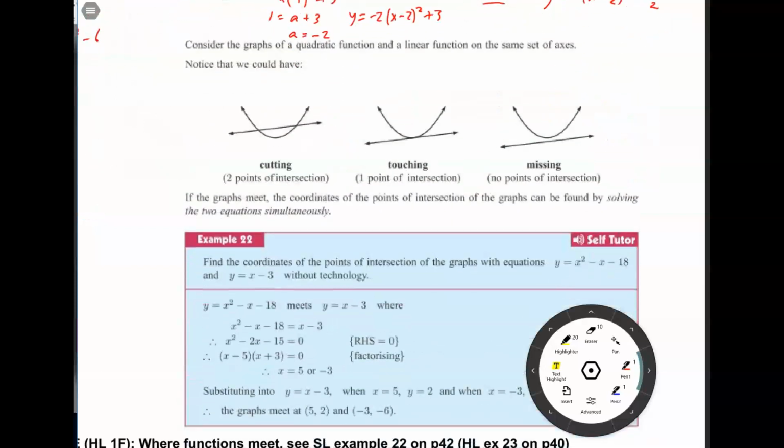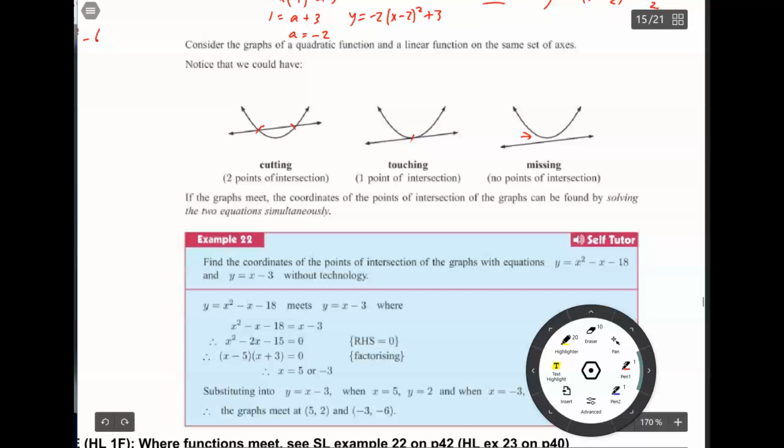Consider the graphs of a quadratic function and a linear function on the same set of axes. Notice that we could have 3 types of intersections or no intersections. So we could intersect at 2 points, we could intersect at exactly 1 point, or we could totally miss each other. If the graphs meet, the coordinates of the point of intersection of the graphs can be found by solving the 2 equations simultaneously.